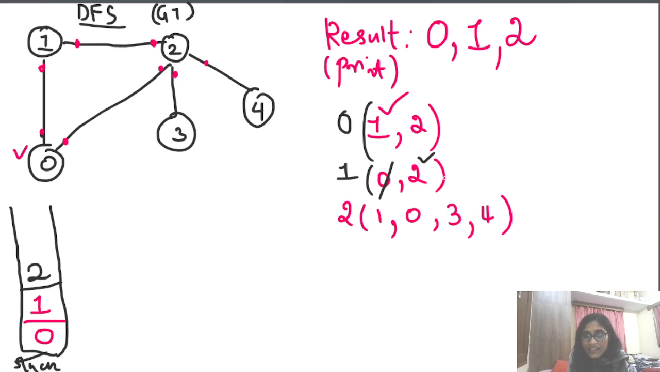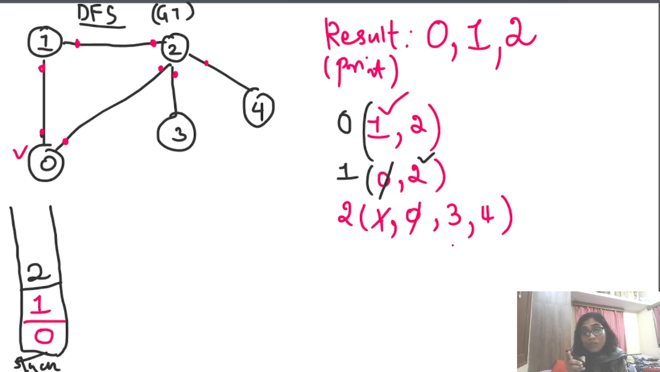1 is already part of the result, already processed, so no need of bringing that onto the stack. 0 is also part of the result already. Then why are you exploring 0? No need of exploring 0. Now, what are the two things that are not part of the result? That is 3 and 4.